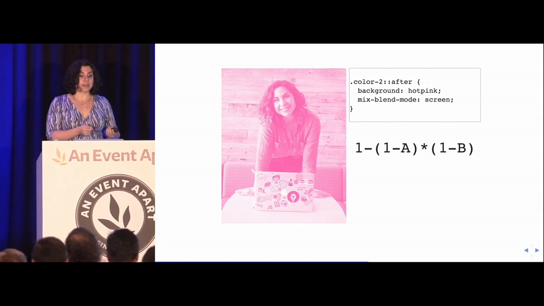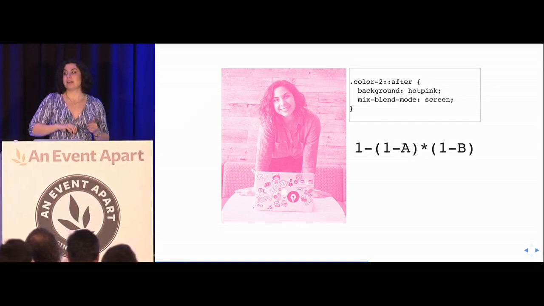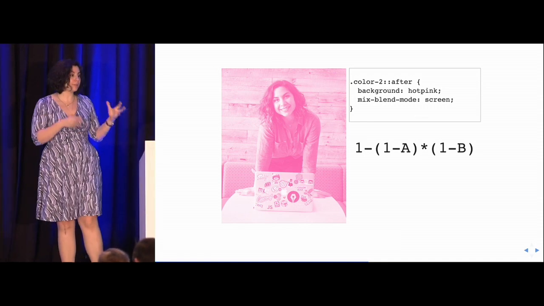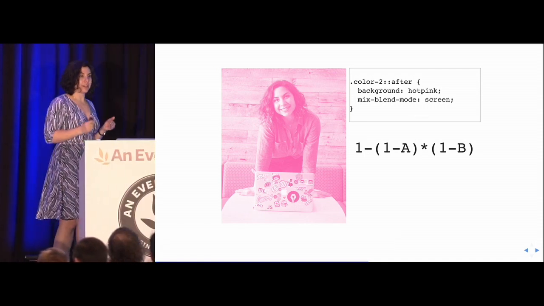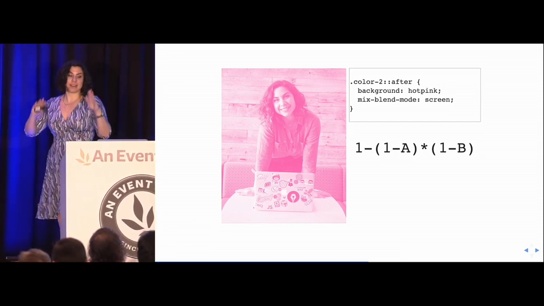So screen is sort of the total opposite of that. Screen is like multiplying the light value. So you're taking the inverse of everything that we just did for multiply: the inverse of the active layer's luminosity, the inverse of the background layer's luminosity, multiplying those, and then taking the inverse of that.